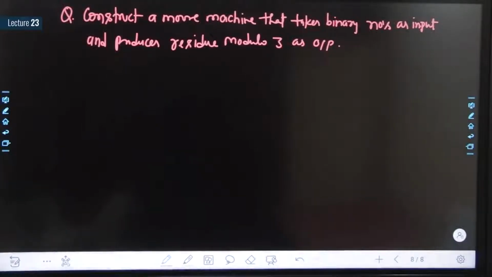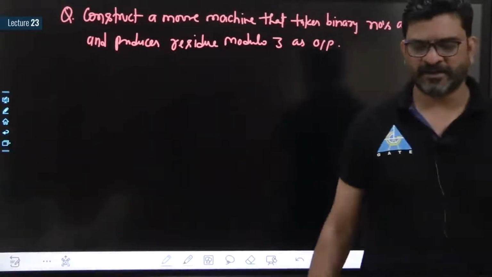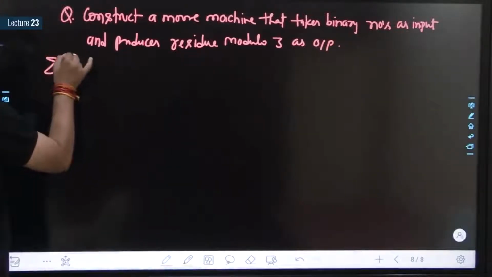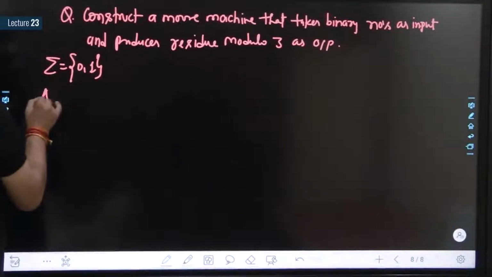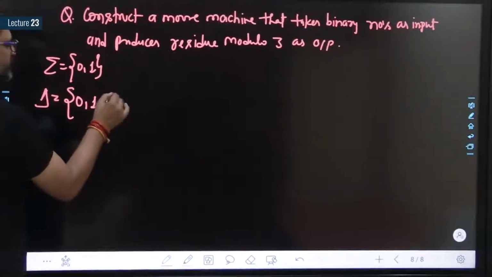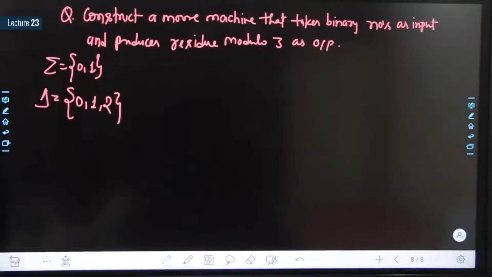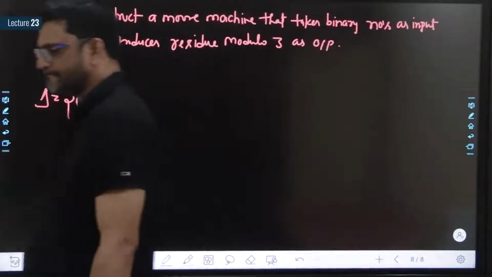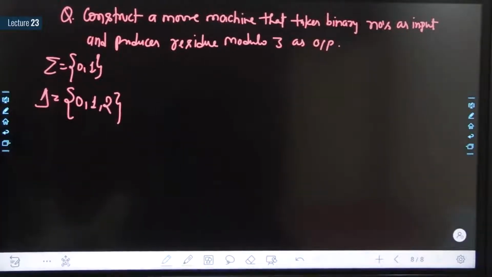Residue modulo 3. When we divide a binary number by 3, the remainders are the output. It means input alphabet is 0 and 1 and output alphabet is 0, 1, 2. How many remainders are possible when we divide by 3? Only 3: 0, 1, 2. Please try to do this. Do fast.